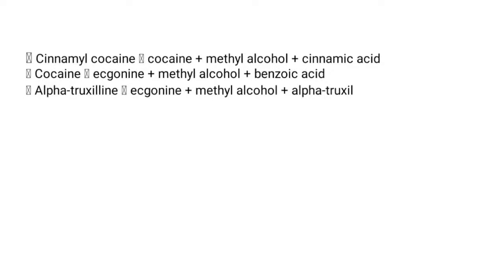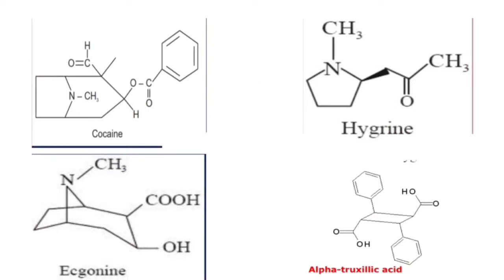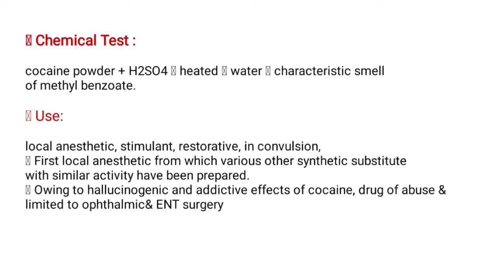Chemical test: cinnamyl cocaine plus methyl alcohol plus cinnamic acid. For cocaine, ecgonine plus methyl alcohol plus benzoic acid. For alpha-truxilline, ecgonine plus methyl alcohol plus alpha-truxillic acid. This is the structures of chemical constituents. Chemical test: cocaine powder plus H2SO4, heated with water, gives the characteristic smell of methyl benzoate.